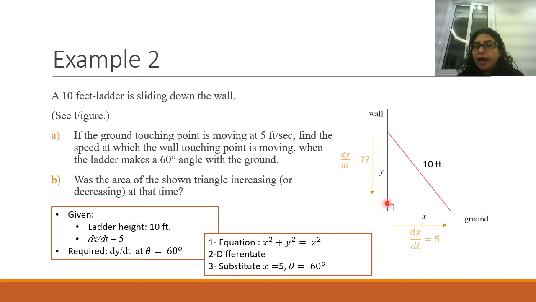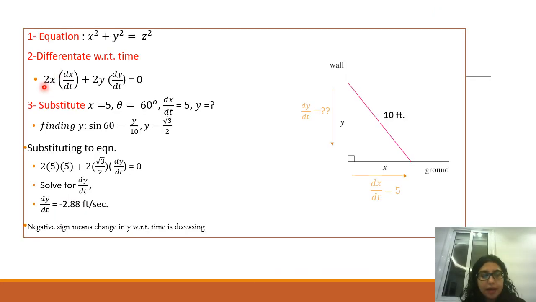Equation, and a relationship that binds between x and y would be Pythagoras. It's a triangle, a right angle triangle, so x squared plus y squared equals 100. So this is the equation I'm going to use. I will differentiate it with respect to time, and then I will substitute. So here is my differentiated equation. I differentiate it, and then I need to substitute.